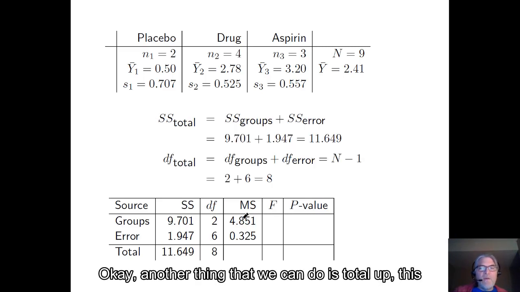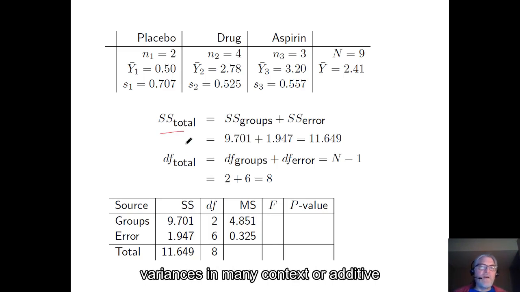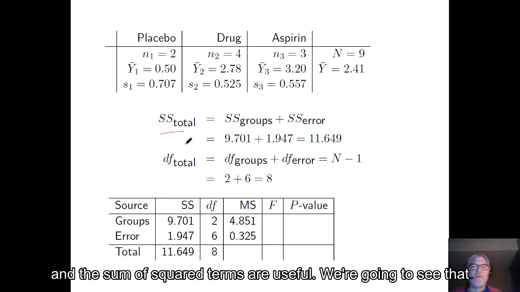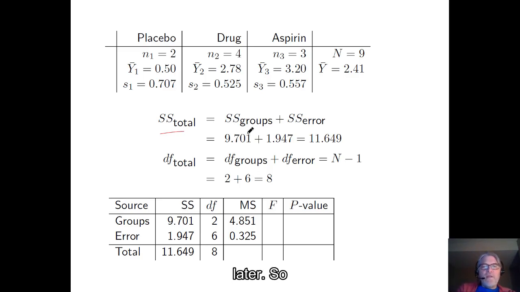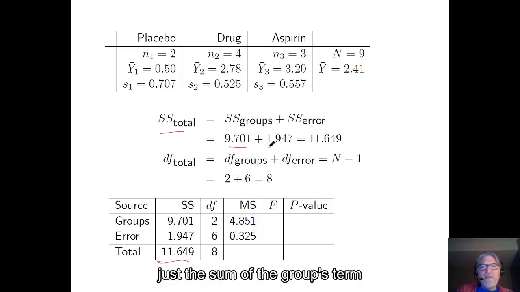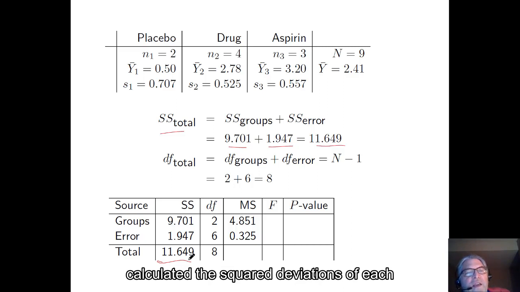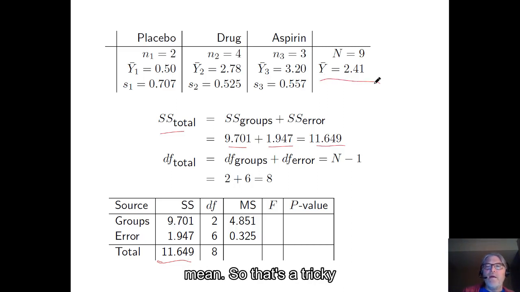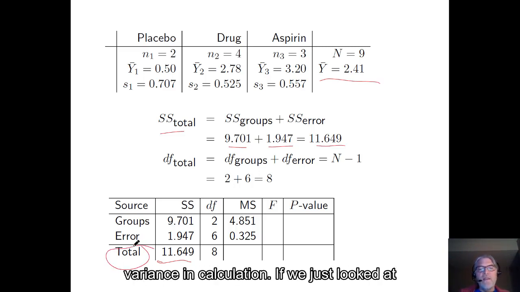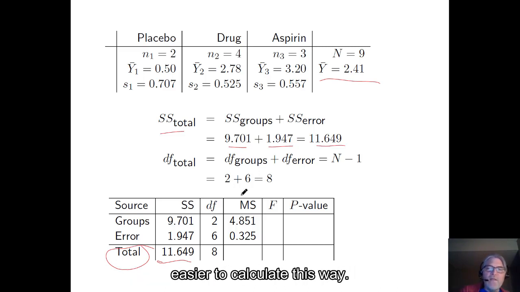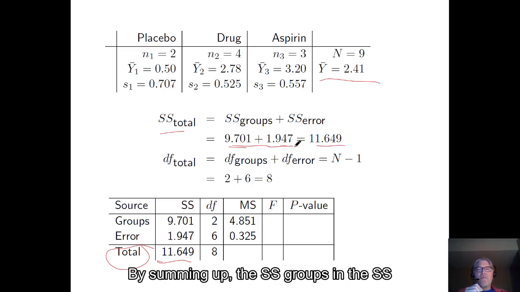Okay, another thing that we can do is total up this total sum of variation. It turns out variances in many contexts are additive, and these sum of squared terms are useful. We're going to see that later. So the sum of squared total here is just the sum of the groups term and the error term. So that's 11.649. But it's also actually the same thing as if we had calculated the squared deviations of each data point from the grand mean. So that's a tricky proof, but this is sort of like the numerator in the variance calculation if we had just looked at the data in one big group instead of 3 separate groups. It's usually easier to calculate it this way by summing up the SS groups and the SS errors.